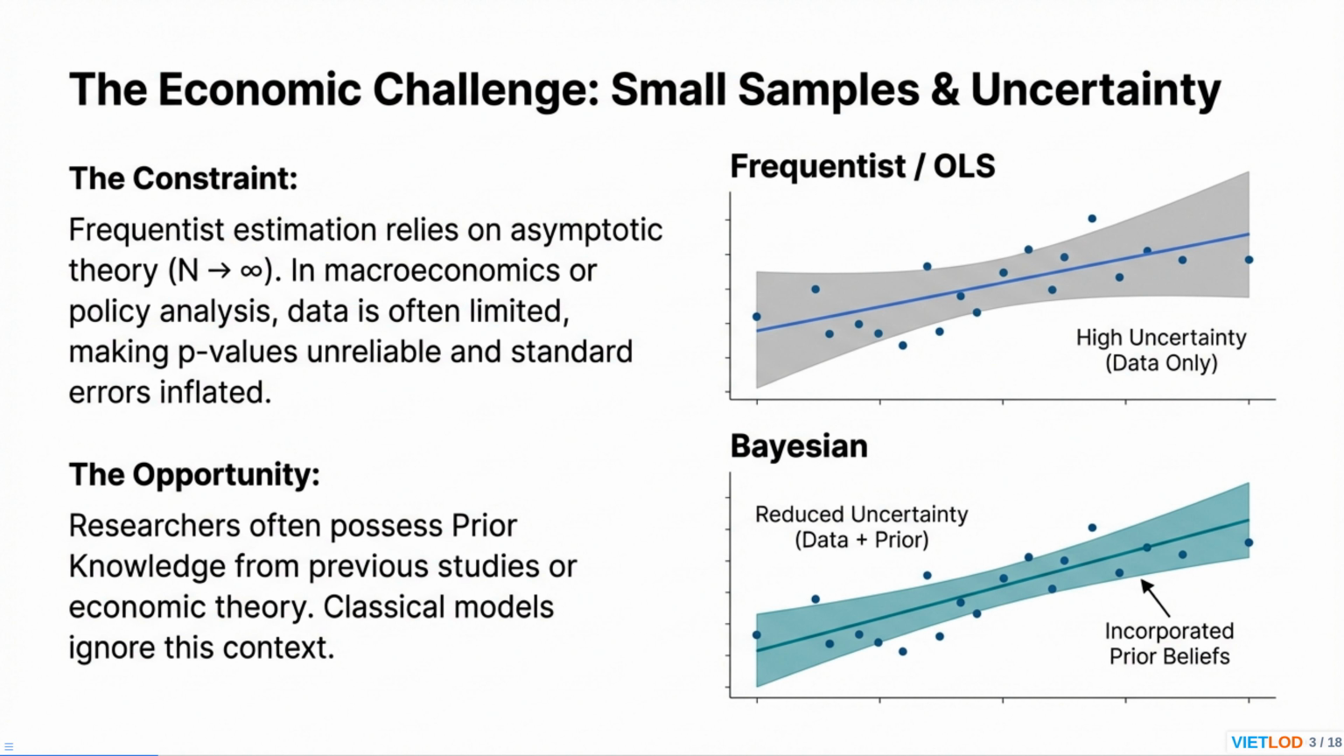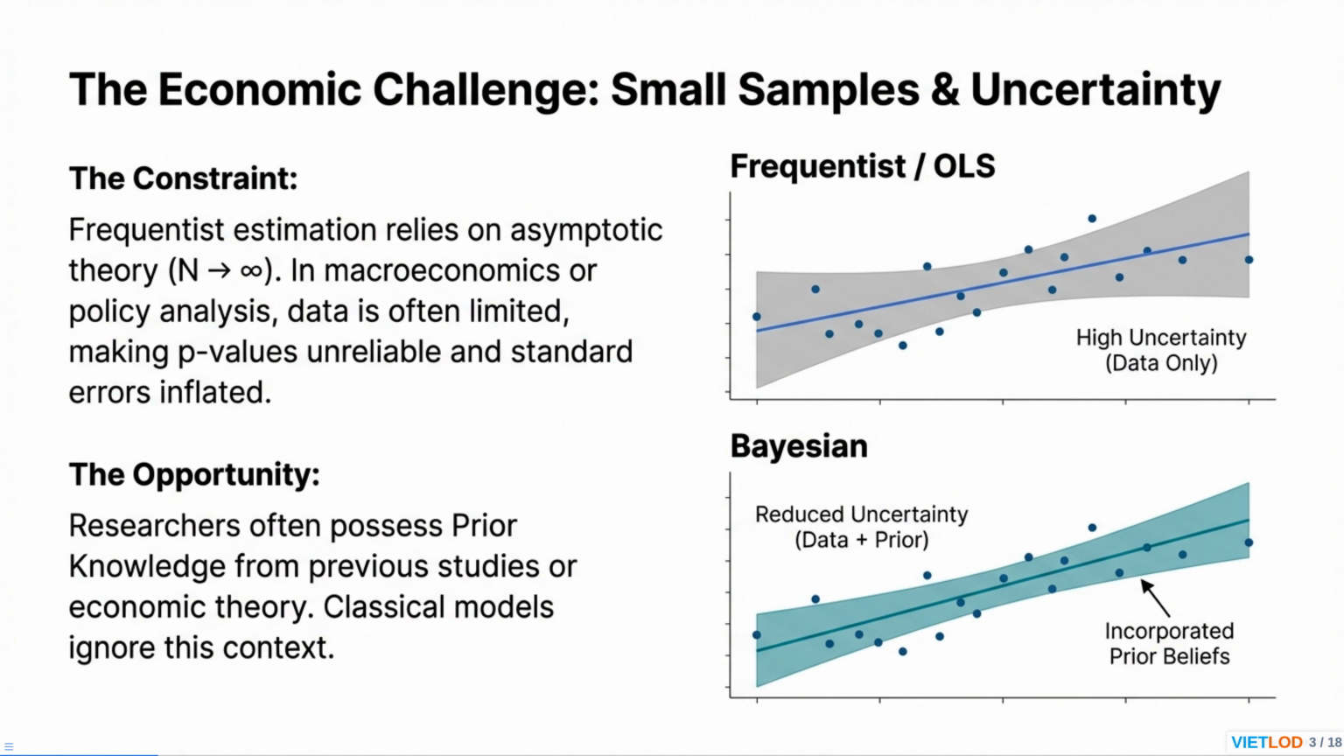Traditional frequentist estimation, like OLS, relies heavily on asymptotic theory, which fundamentally assumes an infinitely large sample size. However, in many real-world economic applications, such as macroeconomic analysis or policy evaluation, we frequently encounter limited data. This scarcity of data often renders p-values unreliable and leads to inflated standard errors, resulting in high uncertainty in our estimates, typically represented by wide confidence bands.